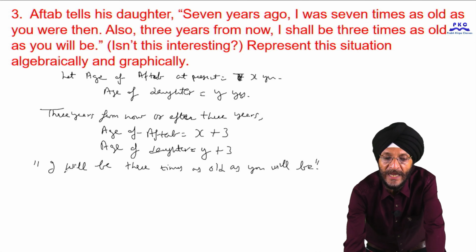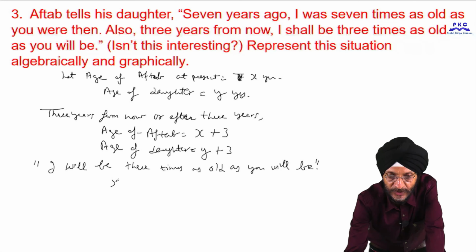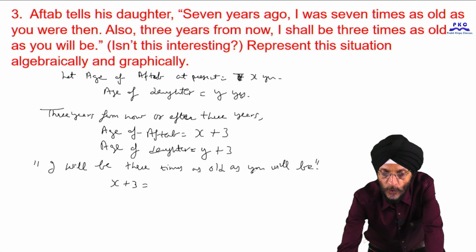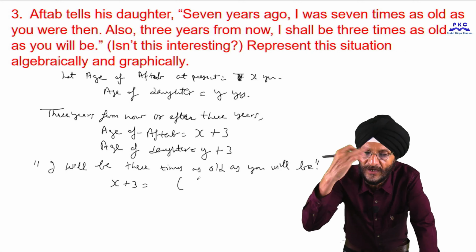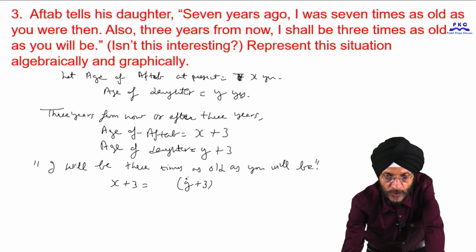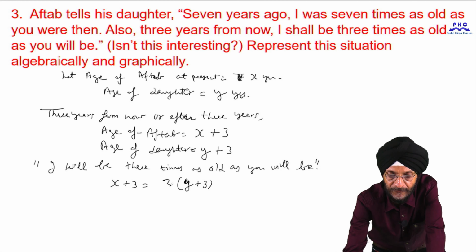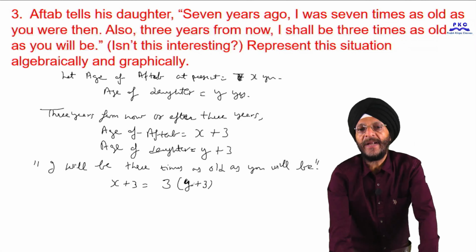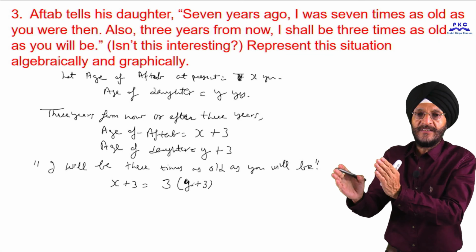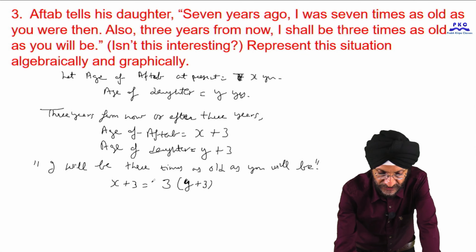So as per this scenario, what happens? What is the age of Aftab after 3 years? x plus 3. What will be as old as you will be? He is telling his daughter. What is the age of daughter after 3 years? It is y plus 3. So what is he saying? He is saying that I will be 3 times older. That is 3 multiplied by the age of his daughter will be equal to the age of her father after 3 years. So this is the scenario.